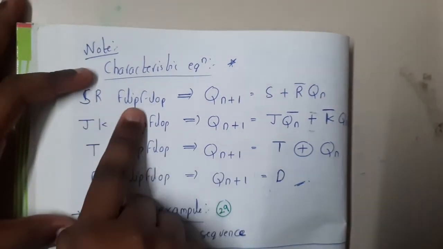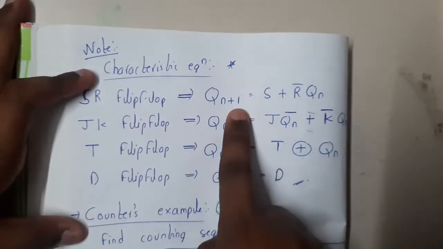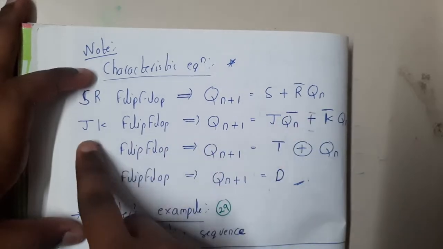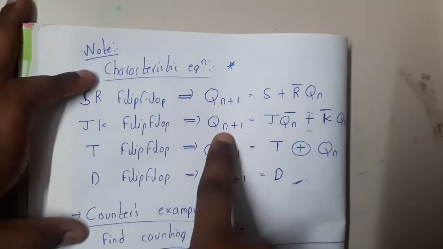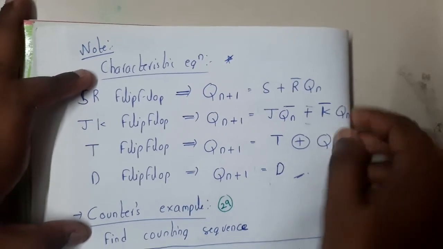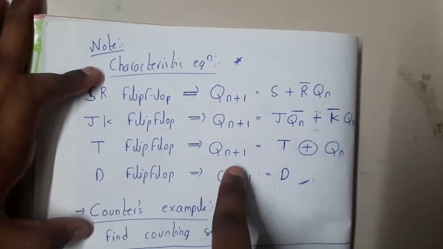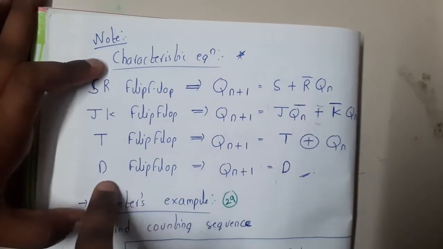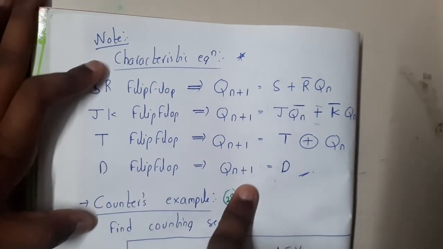For the SR flip-flop, the characteristic equation is Qn plus 1 equals S plus R bar Qn. Similarly, for the JK flip-flop, Qn plus 1 equals J Qn bar plus K bar Qn. For the T flip-flop, Qn plus 1 equals T XOR Qn. And for the D flip-flop, Qn plus 1 equals D.